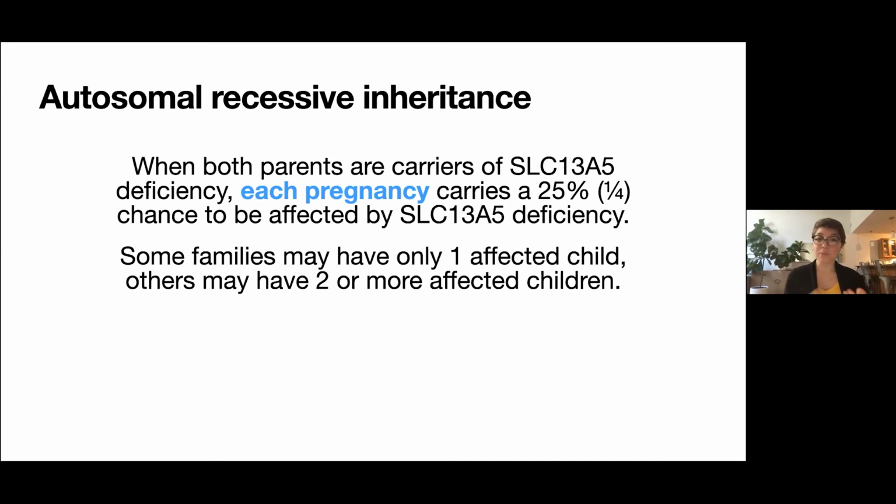So just to recap, when both parents are carriers of SLC13A5 deficiency, every pregnancy will have that 1 in 4 chance, or 25% chance, to be affected by SLC13A5 deficiency. Some families may only have one affected child, and other families may have 2 or more affected children. So one question we get asked a lot is, 1 in 4 chance. If I have a child with SLC13A5 deficiency, does that mean I've hit my quota, I've hit my 25% chance, and none of my other children would be affected? Unfortunately, that is not the case. This is really an every pregnancy scenario, so every pregnancy is going to carry that 1 in 4 chance.